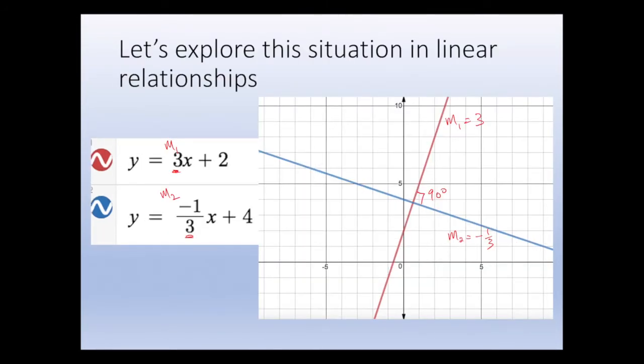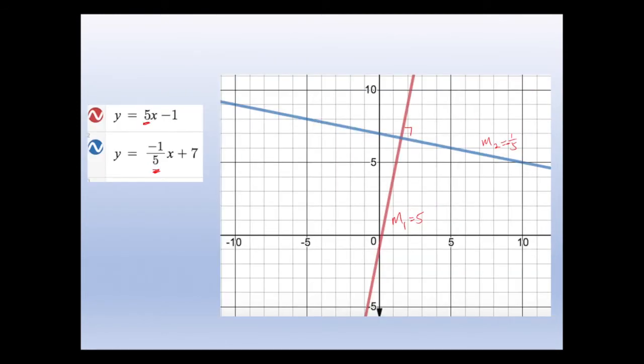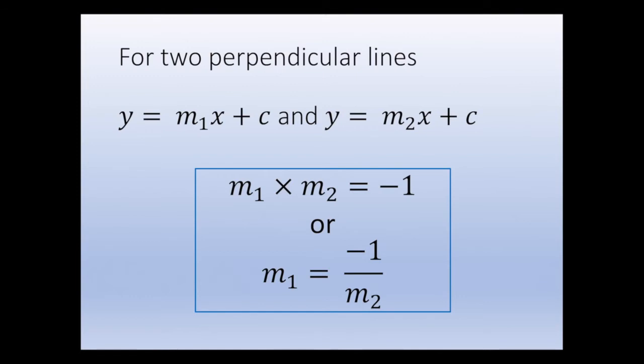Alright, so let's go back again. This is 2 and minus half. This is 3 and minus 1/3. And 5 and minus 1 over 5. Can you see the relationship? Let's look at it. For any two perpendicular lines, let's say y equals m1x plus c and y equals m2x plus c, you can see that m1 times m2 has to be negative 1, or m1 equals minus 1 over m2.